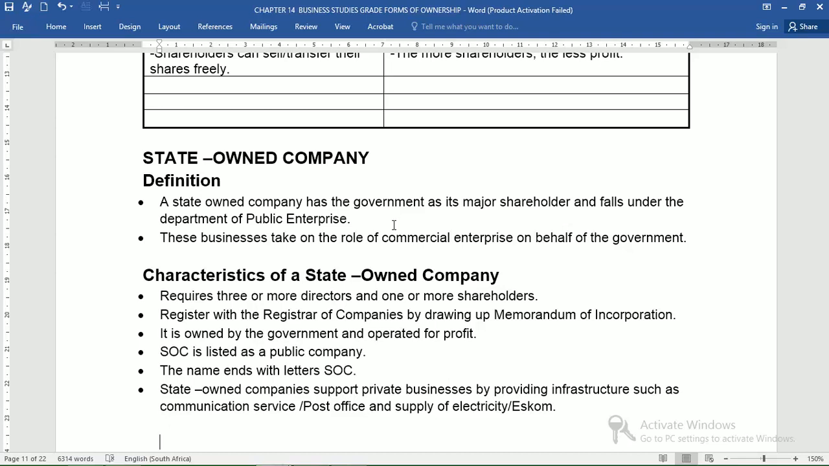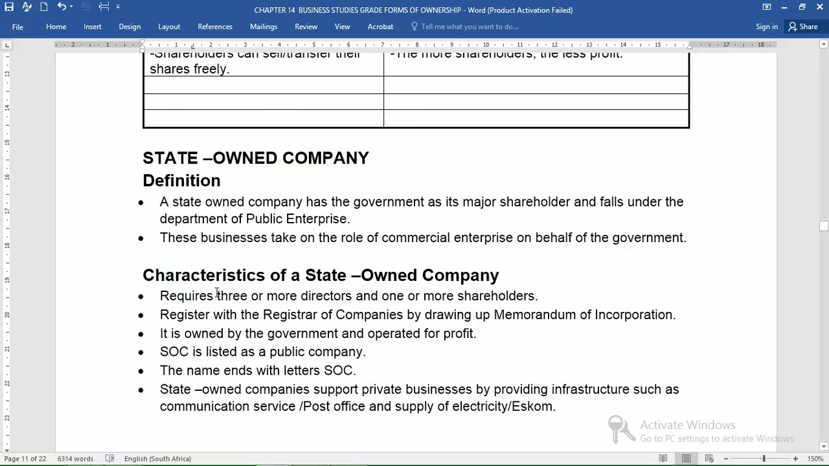Right, these businesses take a role in commercial enterprise on behalf of the government. So basically, state-owned companies are companies that are owned by the government. You become owner of a company if you own more than 50% of the shares. Then you become owner of the company. It doesn't mean that you are the only owner. You can have other owners, but if you own more than 50%, you are basically the majority owner of the company.